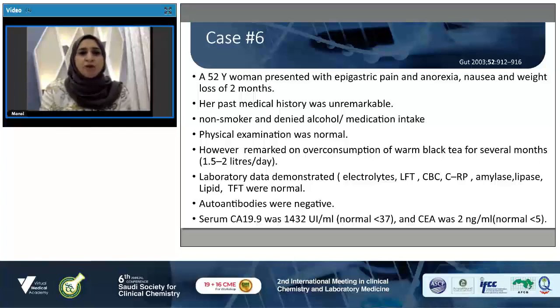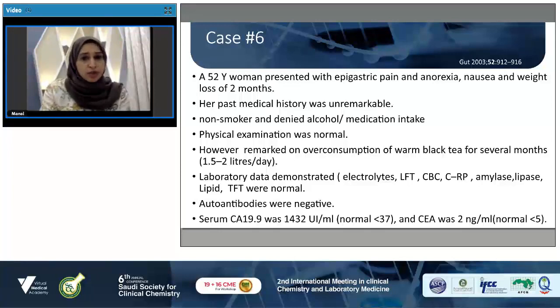She has an unremarkable past medical history. She's not a smoker, not taking any medication, and not consuming alcohol. Her physical examination was normal. She gave a history of overconsumption of warmed black tea for several months, around 1.5 to 2 liters per day. All her investigations were normal.